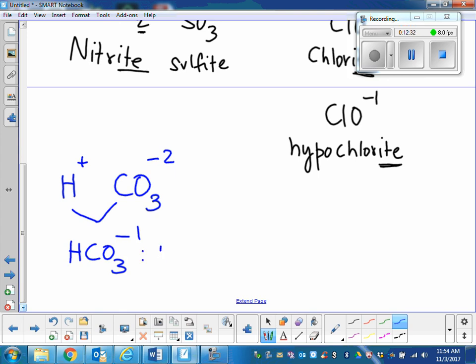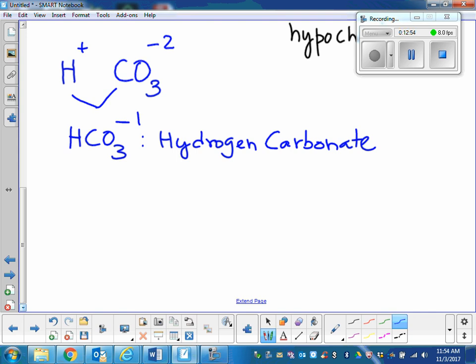This is hydrogen carbonate. All you do is put a hydrogen in front of the carbonate. Is that right? And there is a -1 because the charge drops. Hydrogen is a +1. Are we good? Now, the correct nomenclature is to have it as hydrogen carbonate.